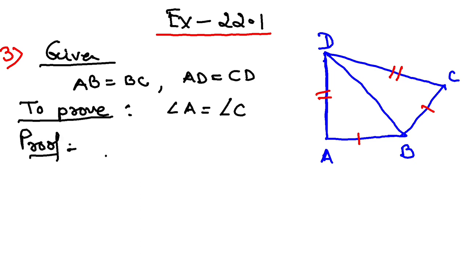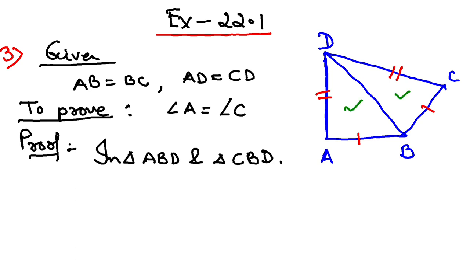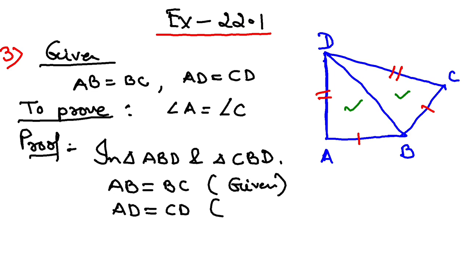Which are the two triangles? I have ABD and CBD. ABD, that means this one, and CBD, that means this one. Now what is happening here? AB is equal to BC is given already. AB is from the triangle ABD and BC is from the triangle CBD. Next, I can use AD is equal to CD, that is also given. AD is from ABD and CD is from CBD.